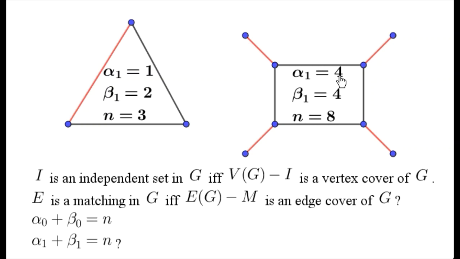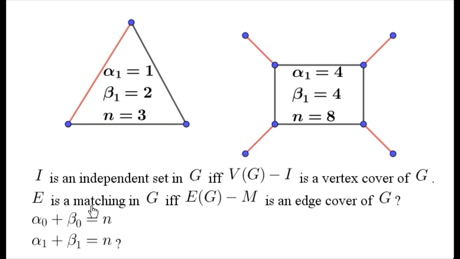Here, as you can see, if we select these 4 red edges, then these 4 red edges correspond to a matching, and this particular matching is maximal as well as maximum. So the value of alpha 1 is 4, and using the same red edges, we can also cover all the 8 vertices. So we can say that the value of beta 1 is also 4. Now from this we are interested in answering these 2 questions.